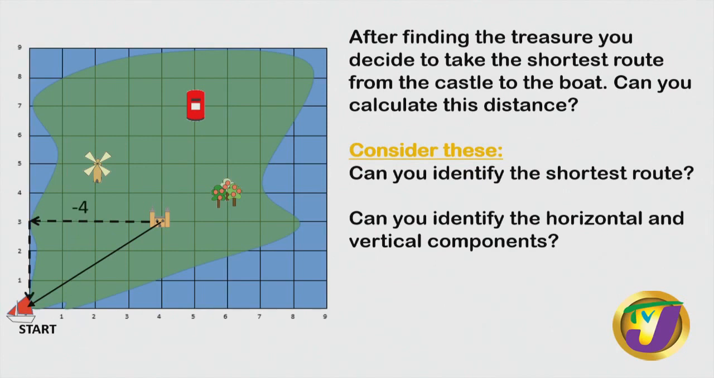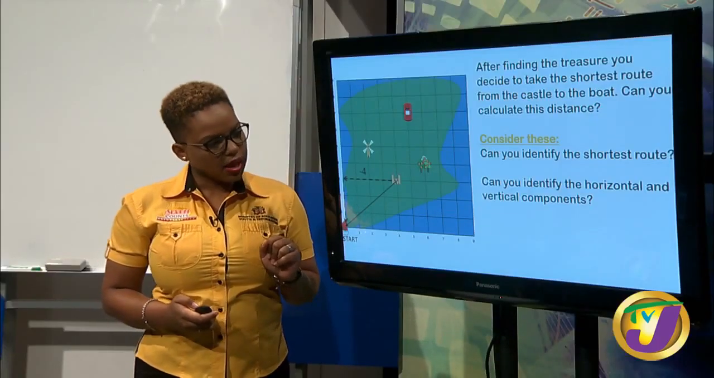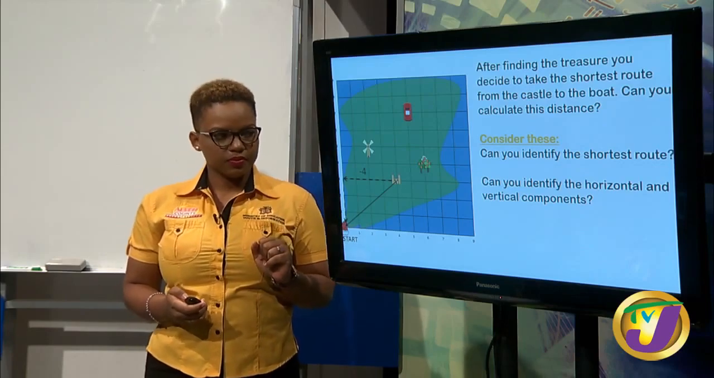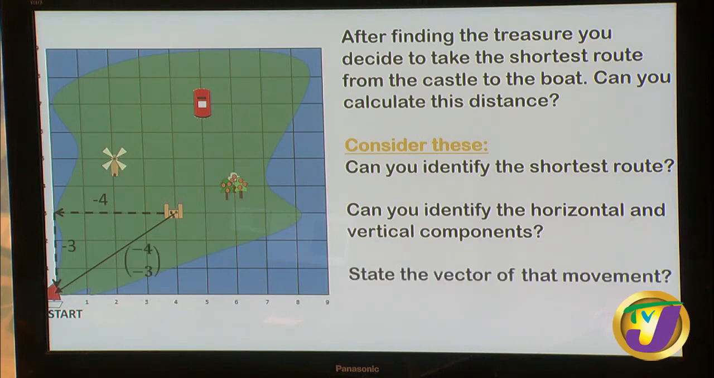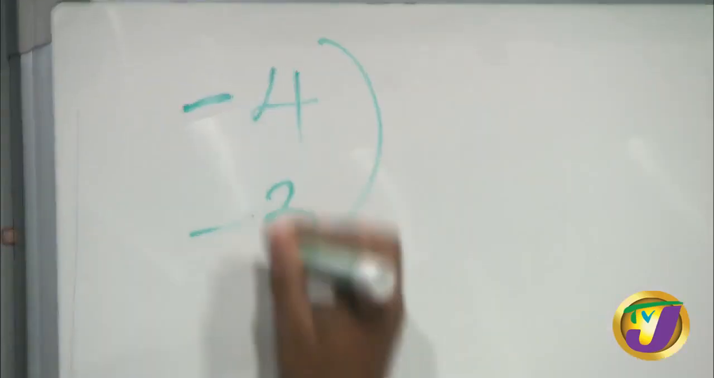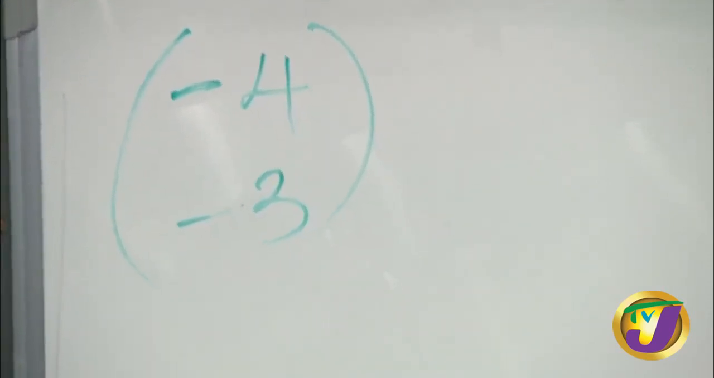So we move left, which is negative 4, I want to point that out. And then I'm moving downward, which was a downward movement of 3 units, so that's negative 3. I'm just going to write that on the board quickly. So we have a vector of negative 4, negative 3. And they're asking us to find the distance.